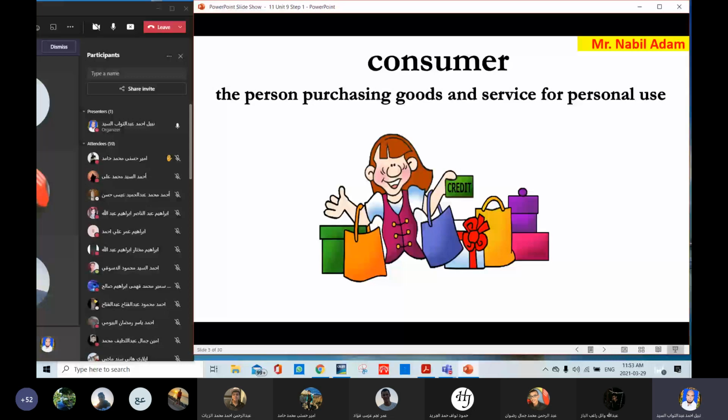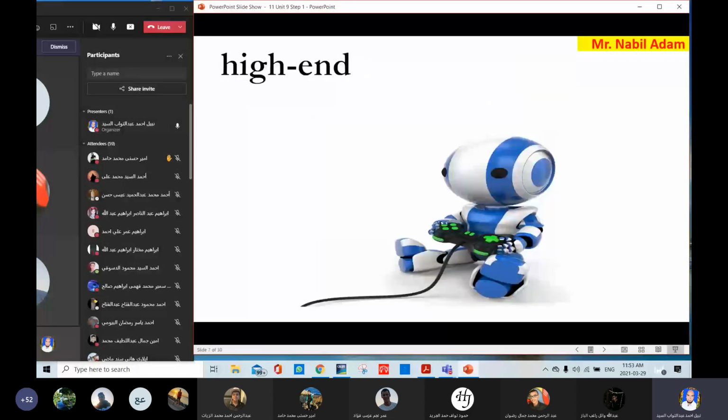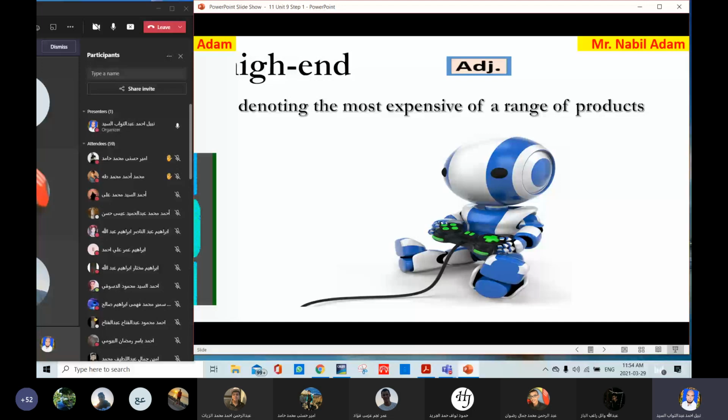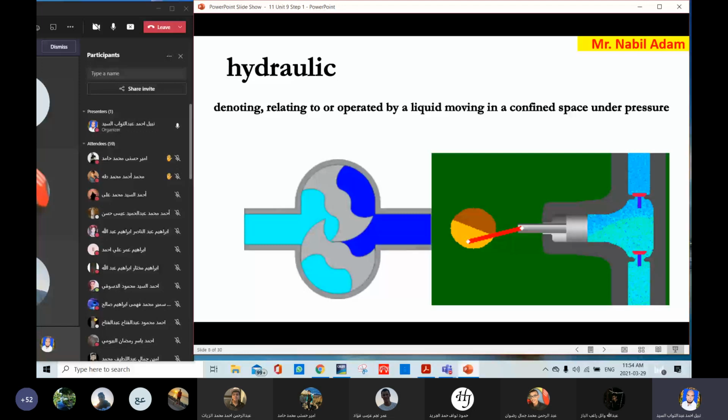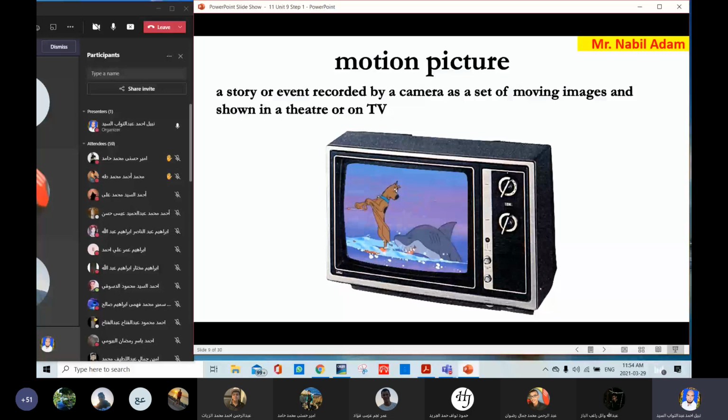High end is an adjective, describing the most expensive of a range of products. So if you say I have got a high end robot or high end mobile, it means it's very expensive. High end means very modern or superior, deluxe. Hydraulic: denoting or relating to or operated by a liquid moving in a confined space under pressure. Motion picture: a story or event recorded by a camera as a set of moving images and shown in a theater or on TV. So motion picture is like a film or a movie.